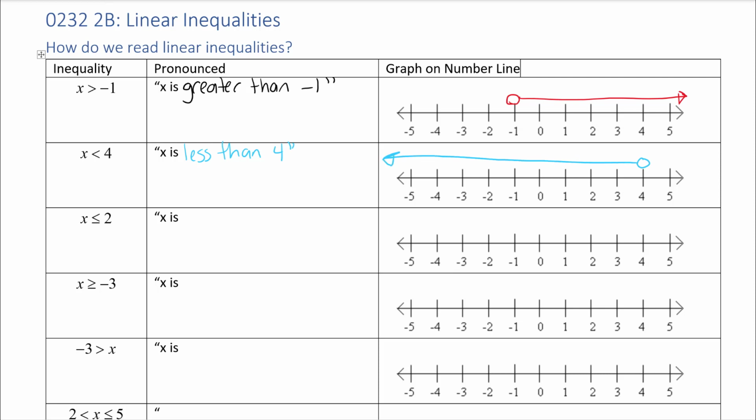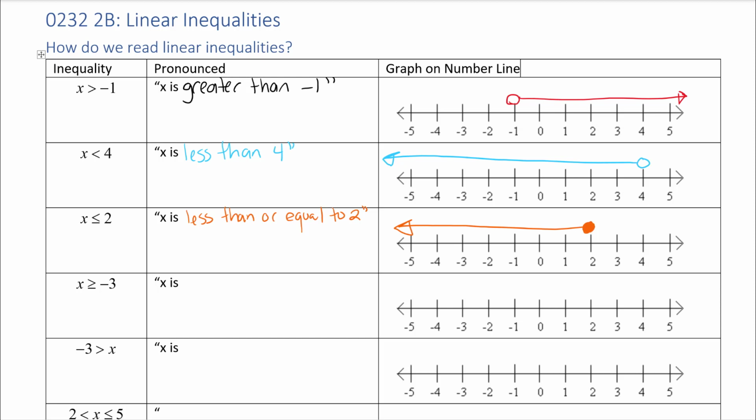The next one says x is, and then this symbol is pronounced less than or equal to, in this case 2, which means it's allowed to equal it and then anything less than it. The way we graph that is we put a closed circle at 2, and then anything less than it is to the left. Less than is to the left. It also kind of looks like an L. Do you see how if you kind of tilt it, it might look like an L? So L, less than, left.